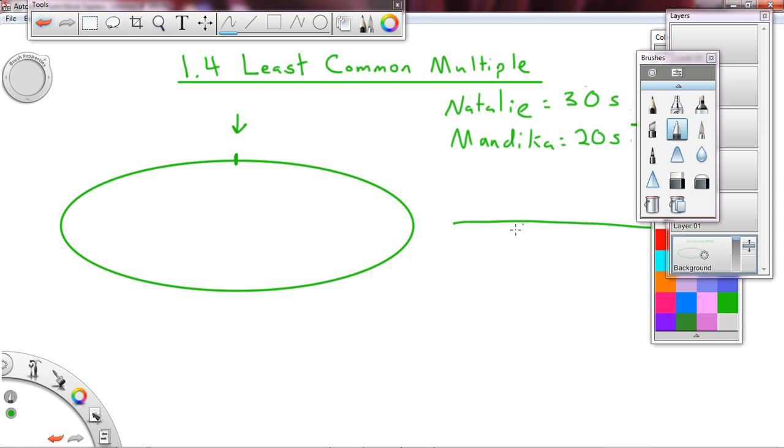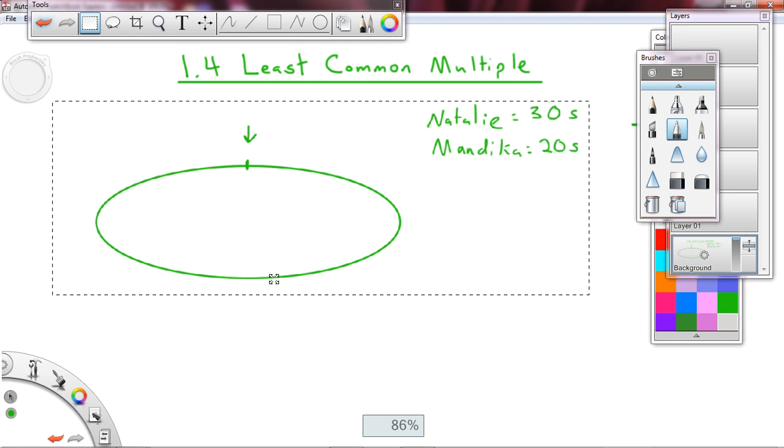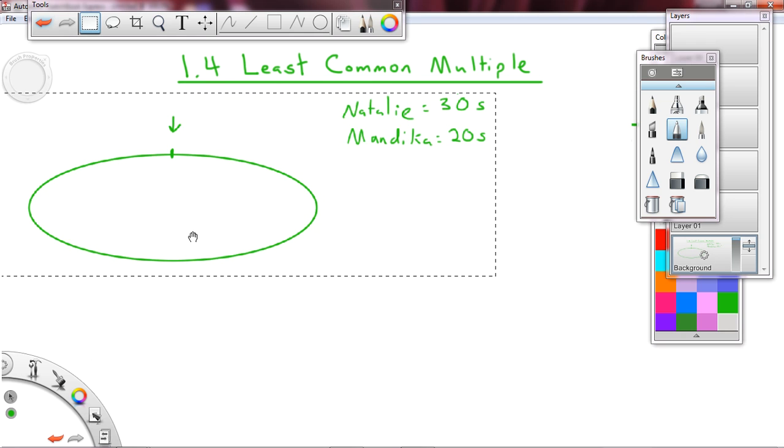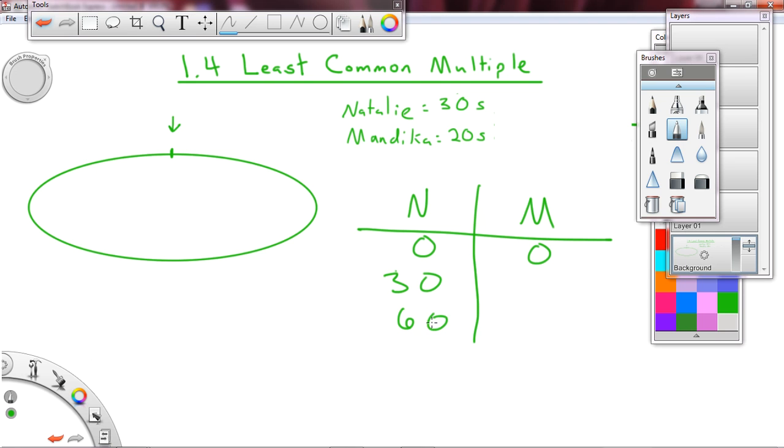Okay, so here's what I'm going to do. Let's see, how can I organize this a little better? Let's take this, scrunch it up a little bit, move it over here, and let's make a table over here. Well, let's see. Natalie, Monica. Okay, at time 0, so before we start running, they're both at the starting line. When will Natalie be at the starting line again? Well, it takes her 30 seconds to run a lap, so she'll be there at 30 seconds. She'll be there after 60 seconds. She'll be there after 90 seconds, after 120 seconds, and so on and so forth.